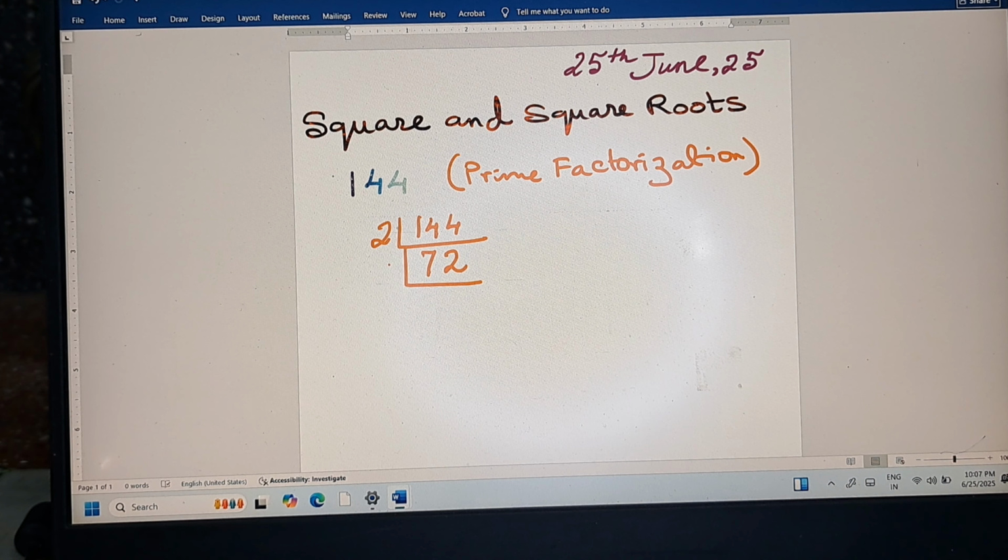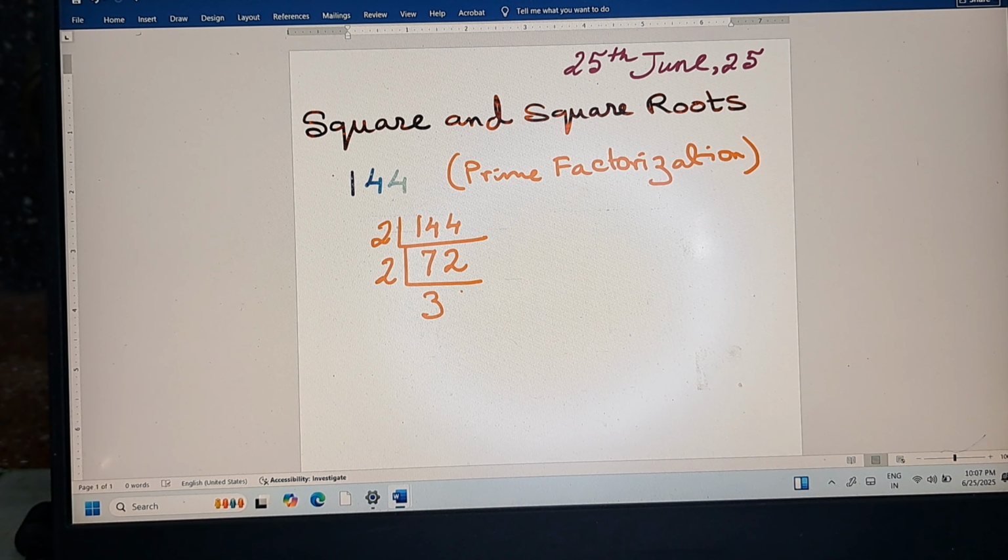Again in the ones place what we can see? There is an even number, that is 2. So let us divide by 2. So 2 3s are 6. Carry 1 and it will be 36. Always remember one thing, when we are dividing a number by 2, it will be half of that number. So half of 72 will be 36.